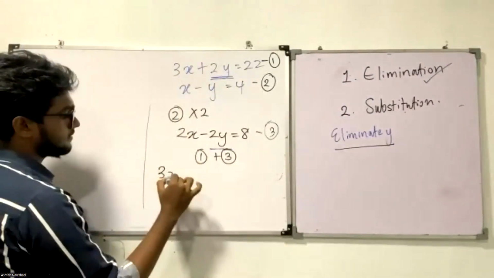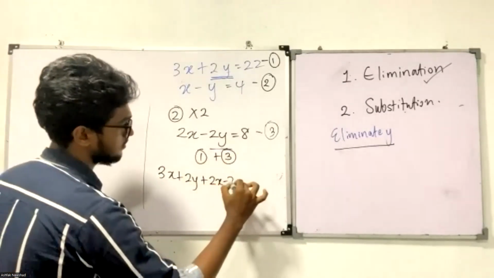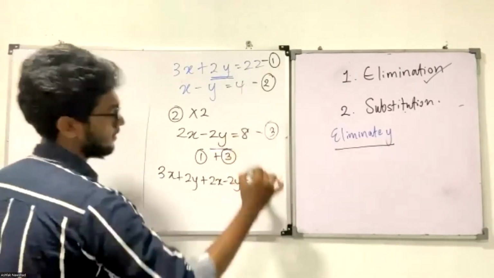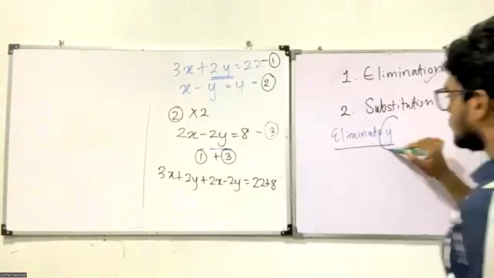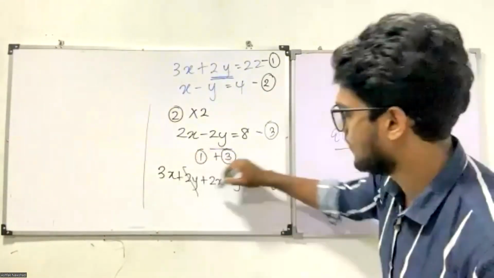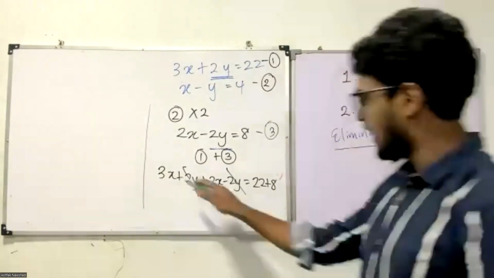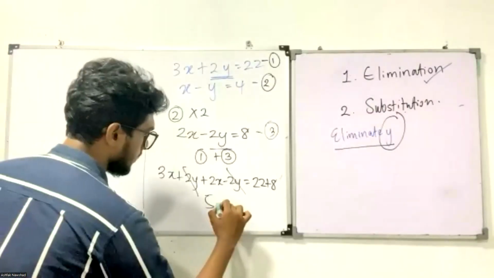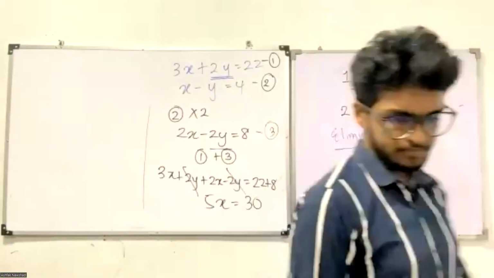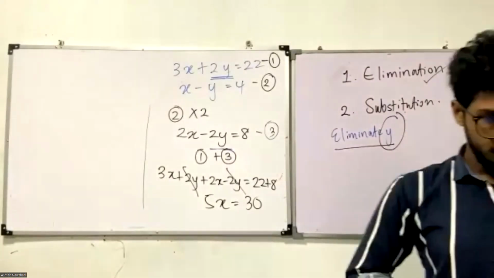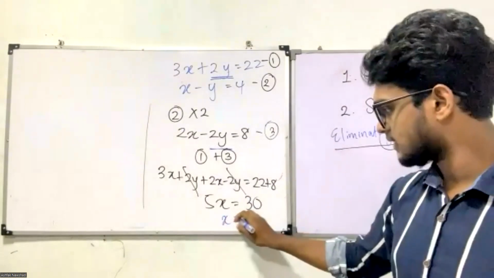While adding, it's 3x plus 2y plus 2x minus 2y, equal to 22 plus 8. See, I chose to eliminate y and now y gets eliminated, and I am left with 5x equals 30. Is this part clear? So if 5x is 30, x is 6.